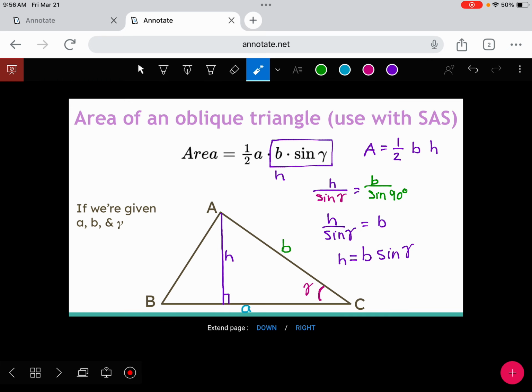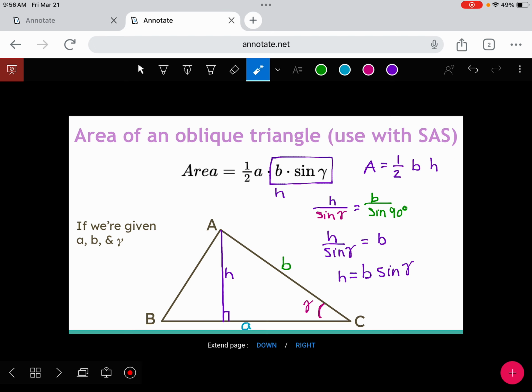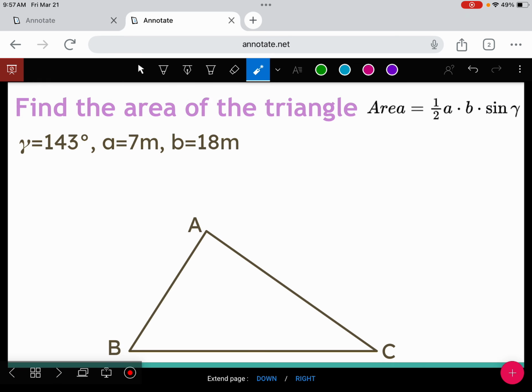But this formula, our 1/2 AB sine of gamma, notice how this is a side, and the angle between, side, angle, side. If it's side, angle, side, then we can use this formula here. Okay, so I'm going to give us some side, angle, side situations, and we're going to find the area. So this is literally the same triangle I had up here. It was just kind of copy and paste.